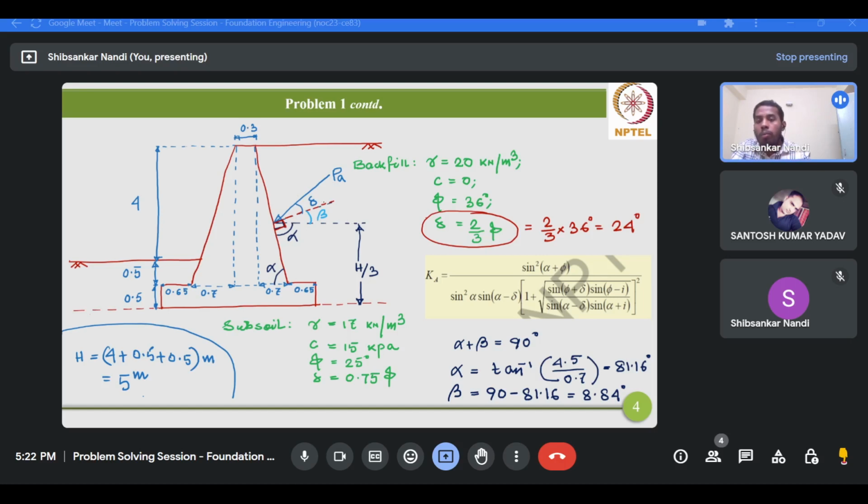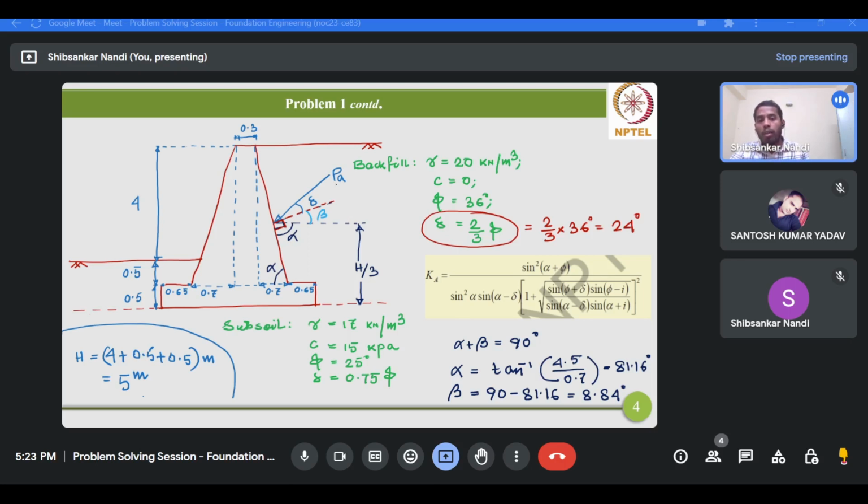So earlier we knew the inclination of PA with respect to the perpendicular to this back face, the back face of the wall. Now we got the total inclination, that is delta plus beta, because delta is 24 degree and beta is 8.84 degree. If you add these two values, you can easily figure out the total inclination of this PA with respect to the horizontal. Why this is important, we'll see in the subsequent discussion.